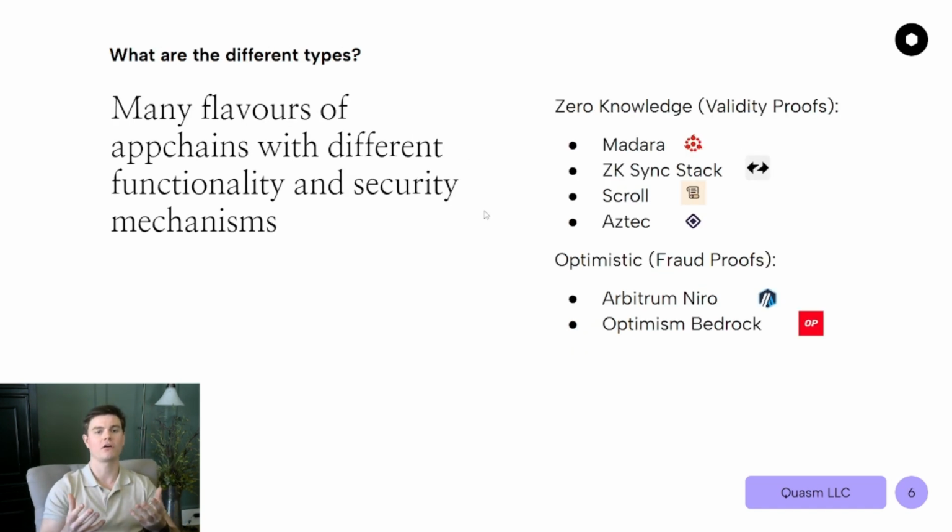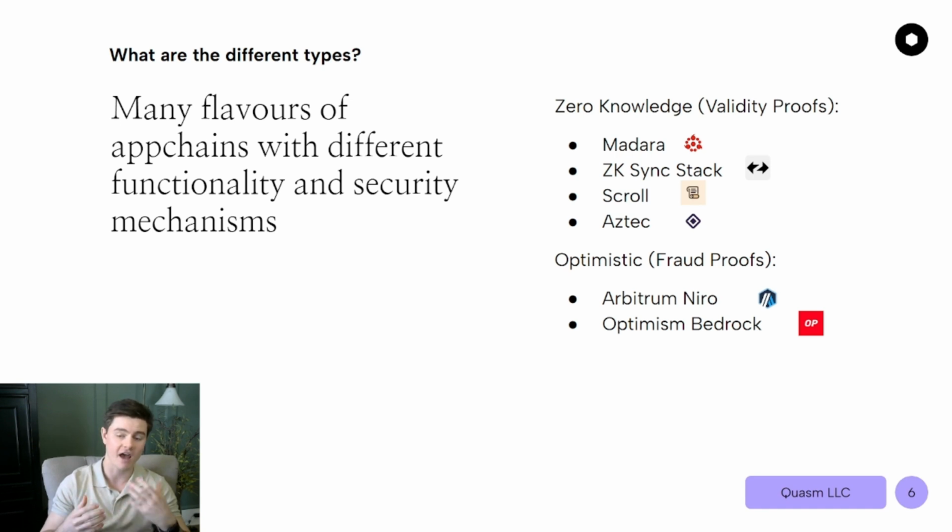So what exactly are the different types of Appchains? We have many different flavors, many different frameworks. Similar to how we have many different blockchains, we have different technology stacks of Appchains. So we have two main types. We have zero knowledge or validity rollups.